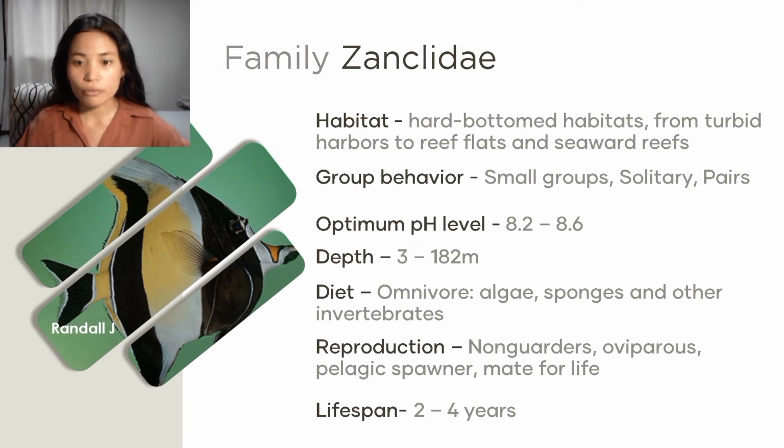These larvae drift for a long time before settlement, resulting in a wide distribution. Also, similar to the butterfly fish, they mate for life. Lastly, these fishes live up to 2 to 4 years.